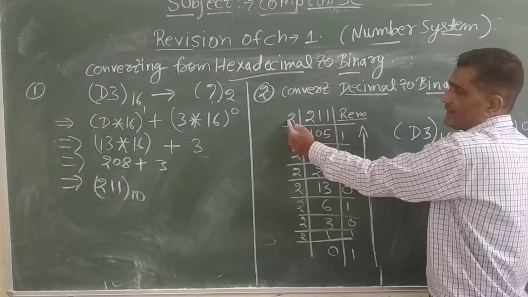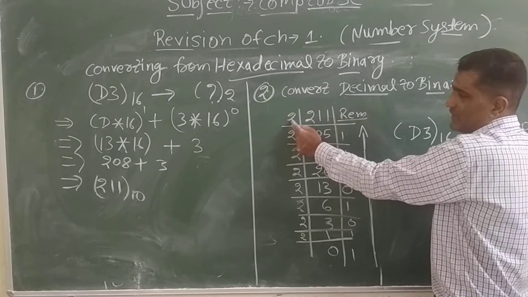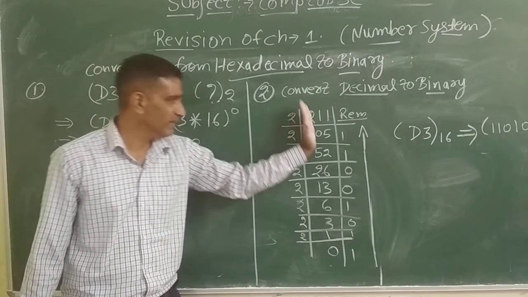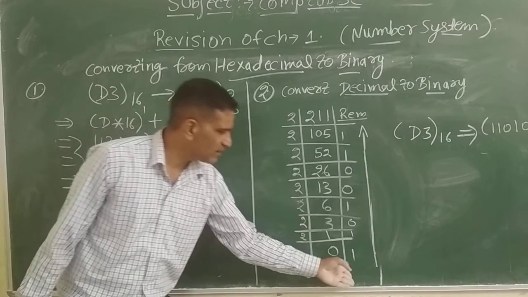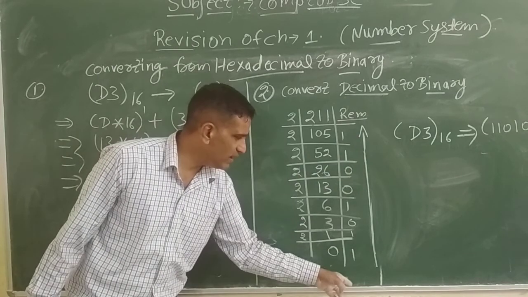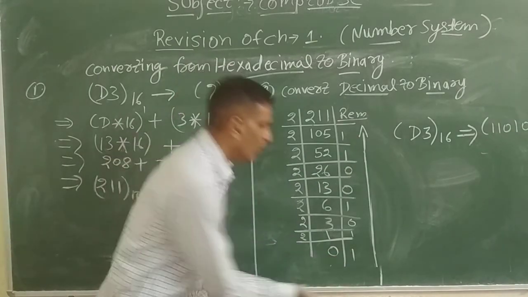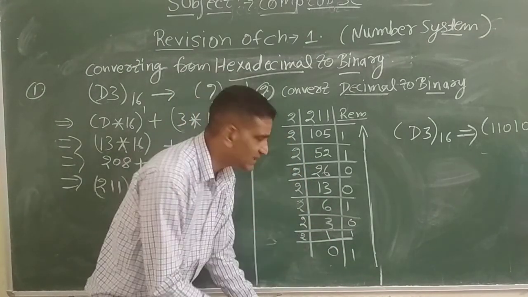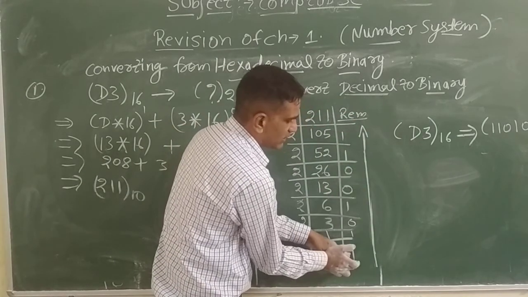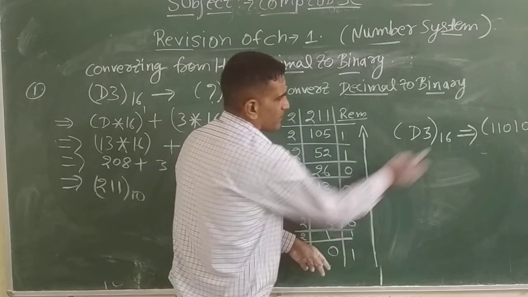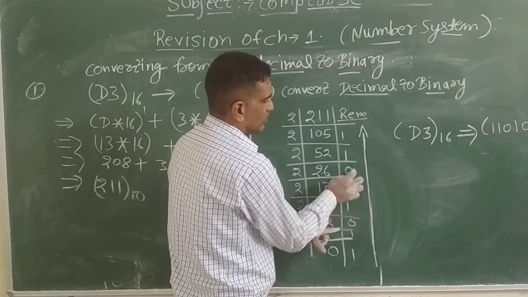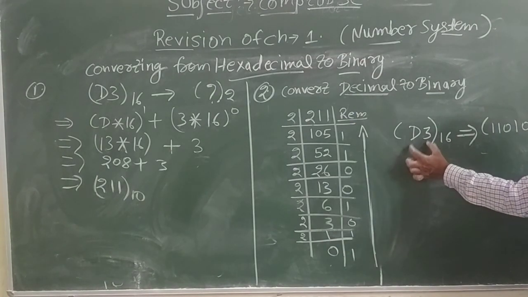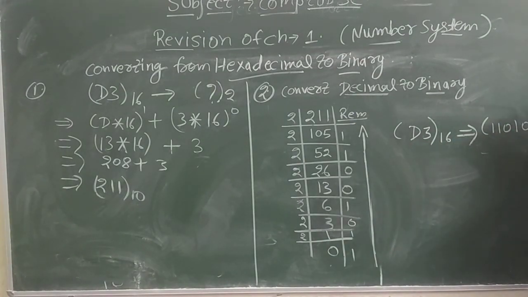So we divide by the binary base, which is 2. We divide the number in sequence. After this we see the remainders. Again, notice that all remainders we write from the last step upwards, downstairs to upstairs: 1 1 0 1 0 0 1 1. And now the answer is here. So D3 hexadecimal converted into binary number.